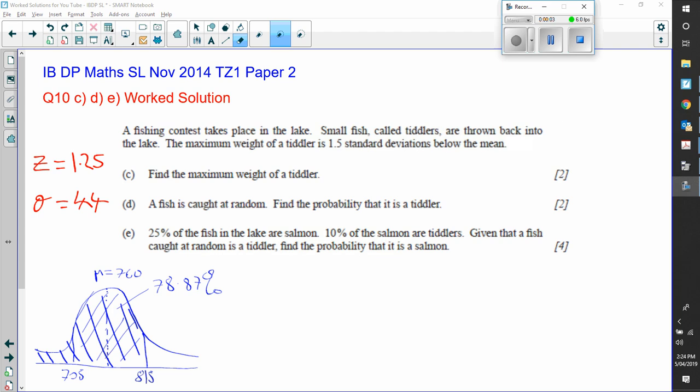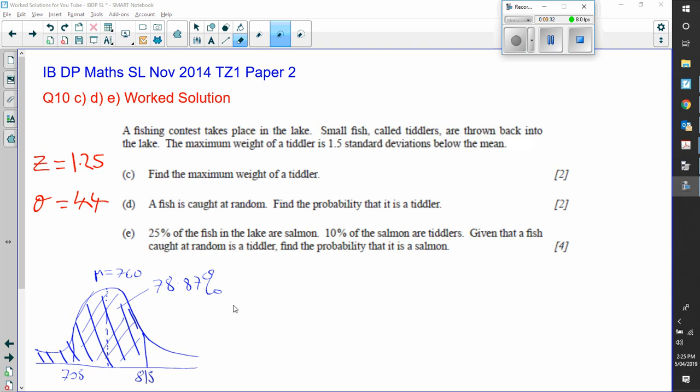Welcome to part 3 of question 10. We're going to be looking at part C, D and E of the November 2014 Time Zone 1 paper 2. Now I've got some information here from the previous parts. From part 1 we've got where we've drawn the normal distribution, and we've got our Z and our standard deviation that we worked out in part 2. All right, let's get on to part 3.